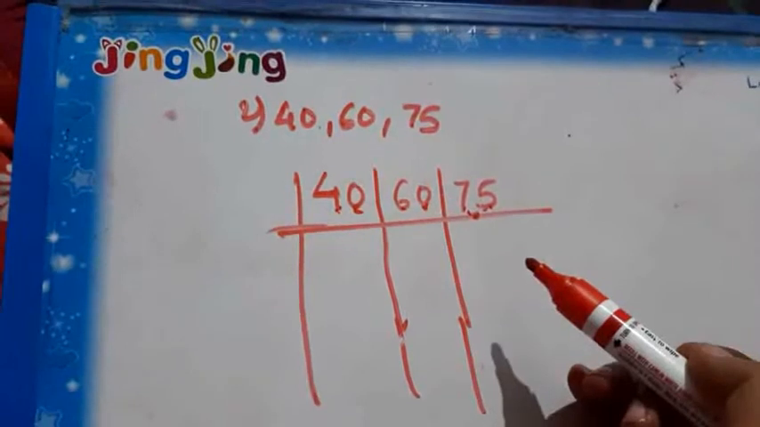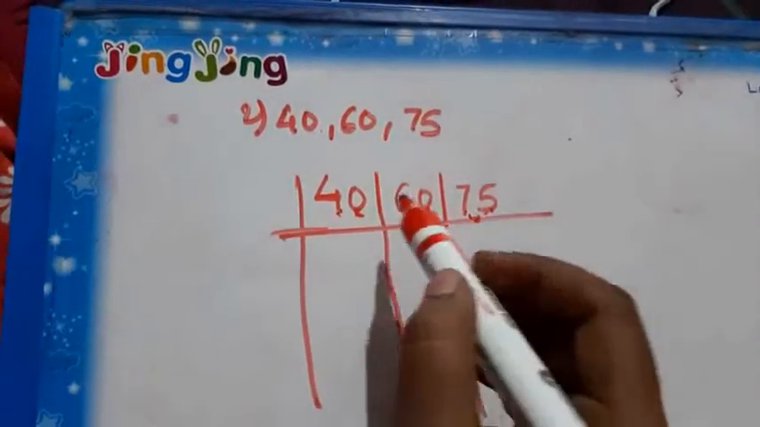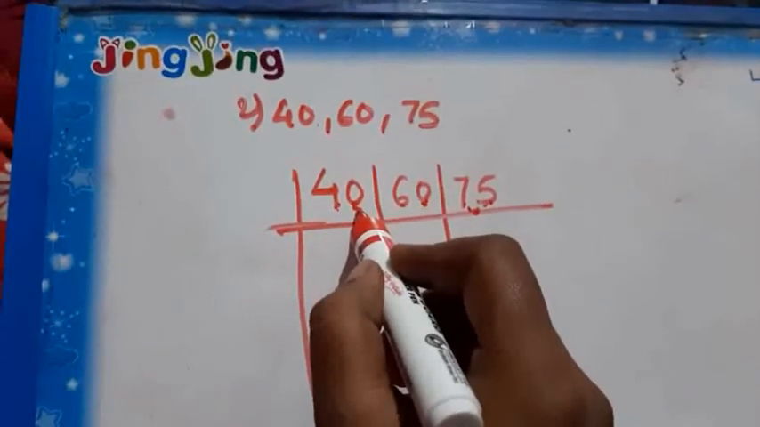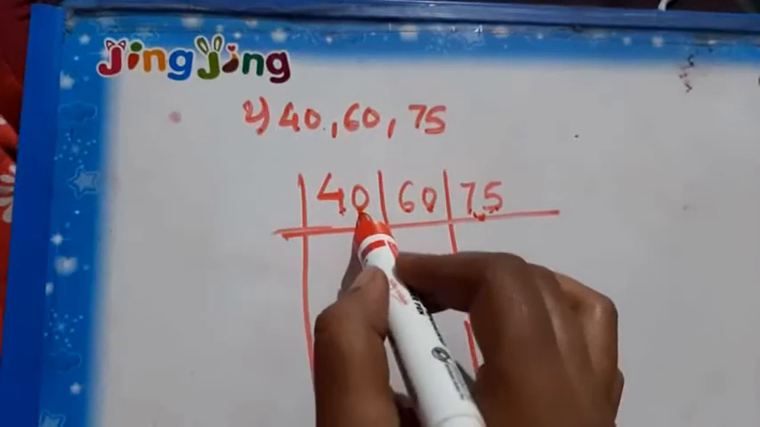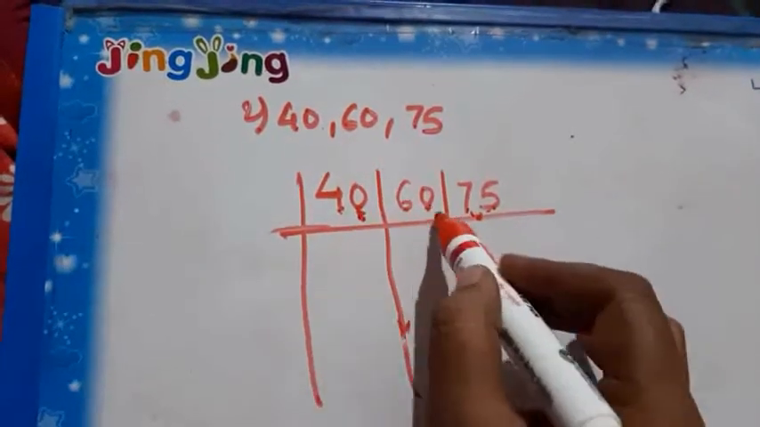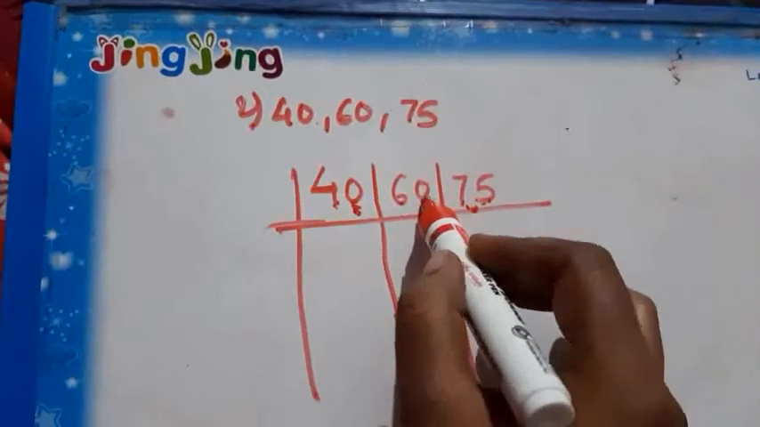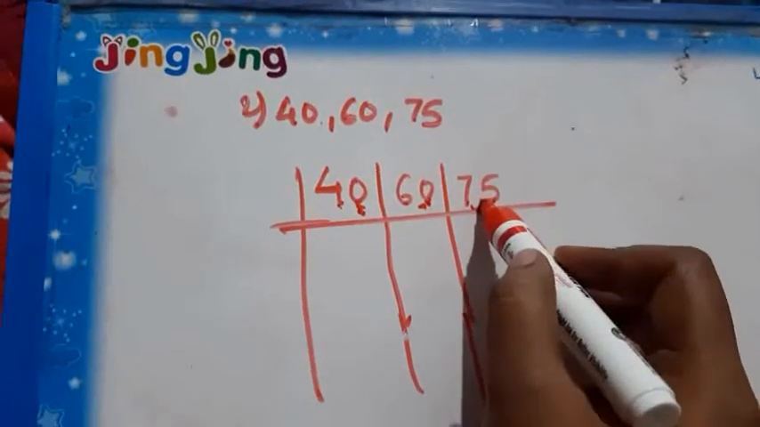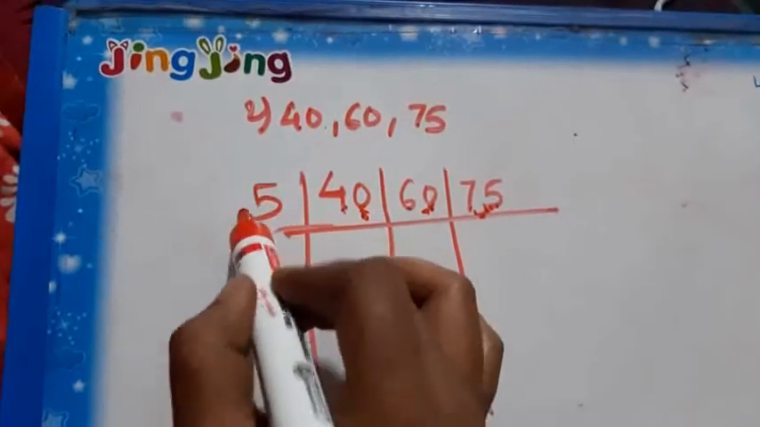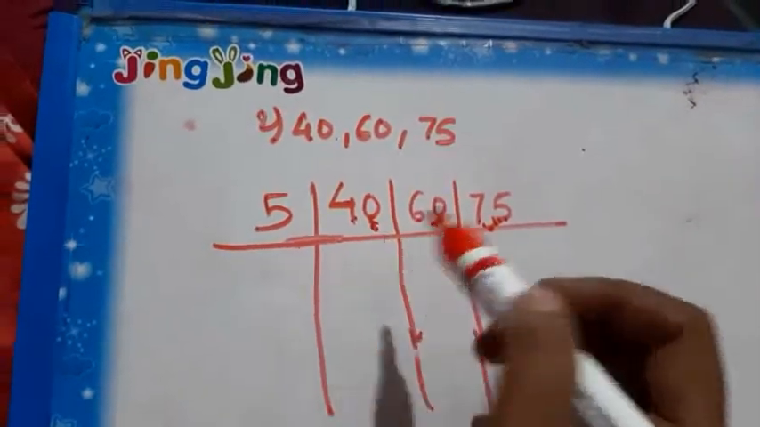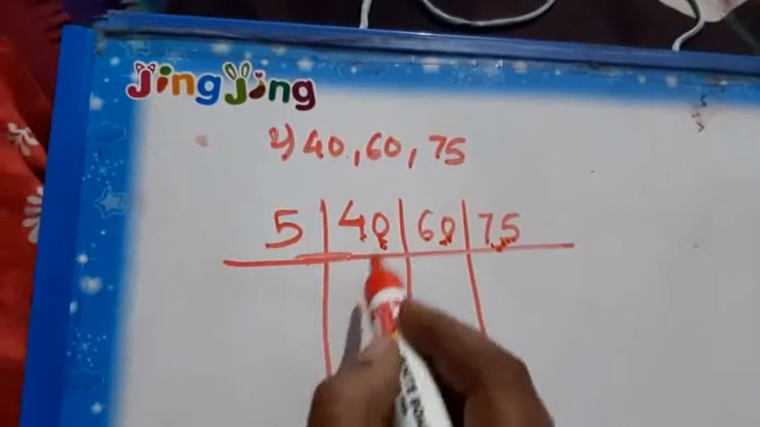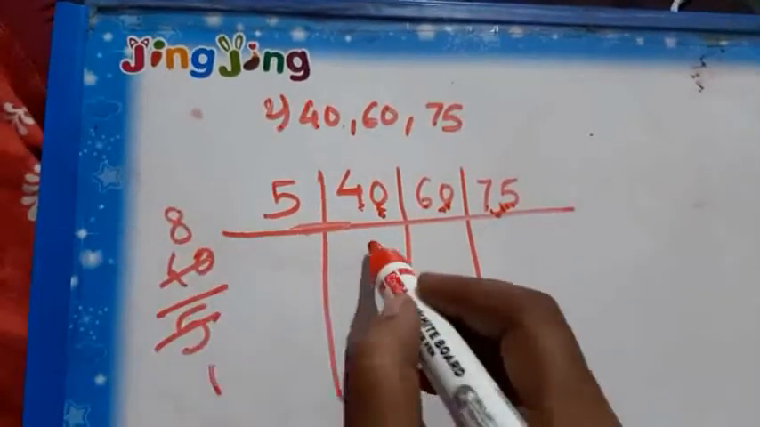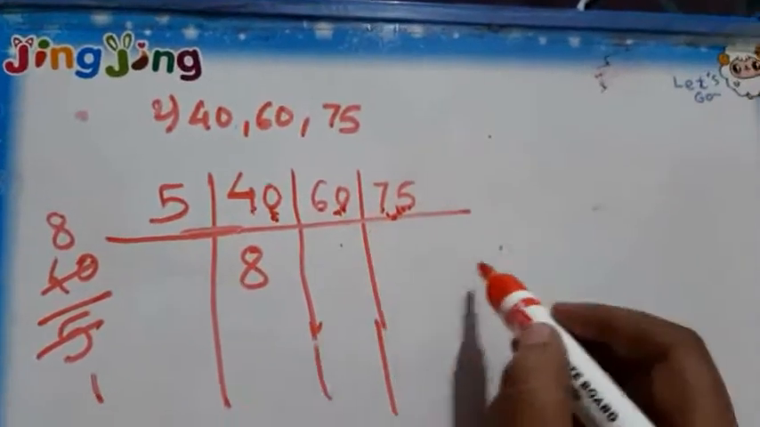Now go to the next number, 5. Here 0 is present at the unit place, so this number is divisible by 5. Here also 0 is present, so this number is also divisible by 5, and here 5 is present, so this number is divisible by 5. So what common factor can we take? 5. So now, here what should be written? 40 divided by 5: 5 eights are 40. So here will be 8. Below 60 what should be written?